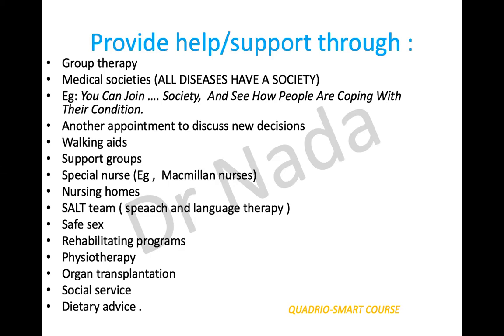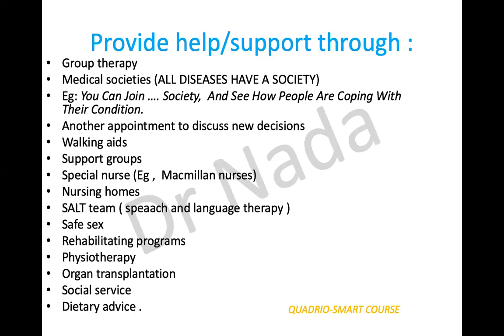A patient who is not mobilizing freely, we can just provide walking aids that will help him. Support groups, specialist nurses. Specialist nurses are nurses who are specialized in a subspecialty. Here, Macmillan nurses are cancer nurses specialized in cancer, okay? So cancer scenarios, these are the contact details of Macmillan nurses. They will be also involved and they will help you.